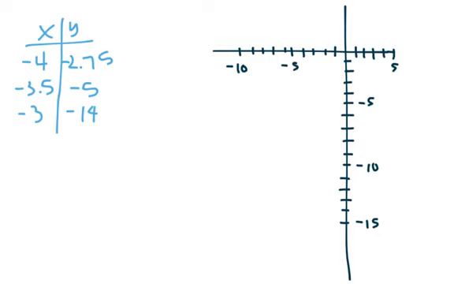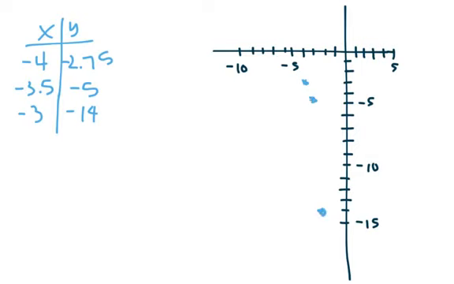All right, so let's go and plot those. We've got -4, -2.75 will be right about here, and then -3.5, -5, and then -3, -14. Okay, maybe those aren't the best. We'll put that there. My stylus is maybe not the easiest thing to use. Okay. We'll call these our points.